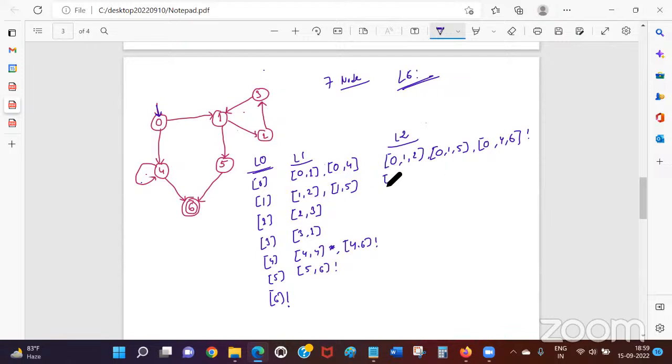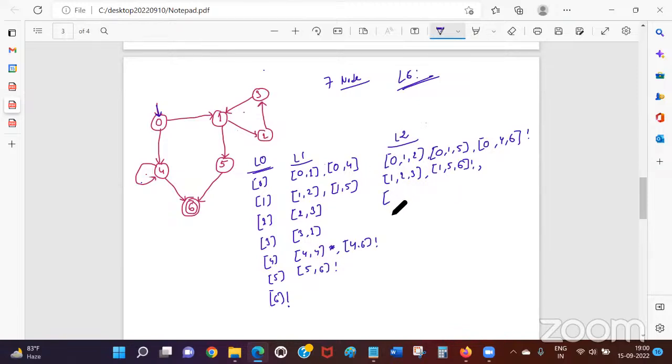Okay, let us check for 1. So I have 1, 2, 3. Can I have anything more with 1, 2? No. With 1, 5, I can have 1, 5, 6, which is the end. There is no more with 1, 5. That's all, and 1, 2 has only one path.